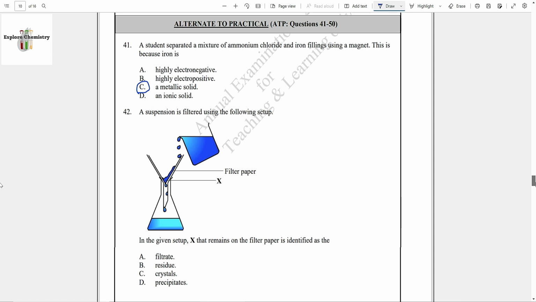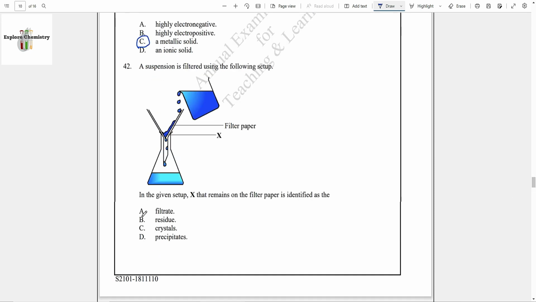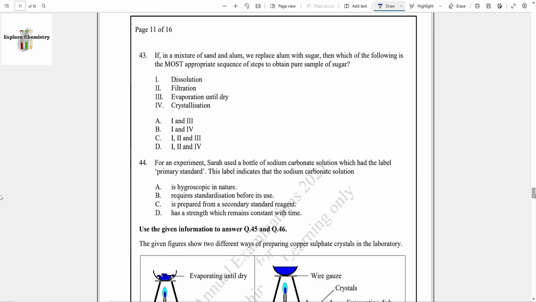Number 42. A suspension is filtered using the following steps. In the given setup, X that remains on the filter paper is identified as residue. The substance which remains here is the residue, and the solution which passes through the filter paper is known as the filtrate. So residue is the answer. Number 43. In a mixture of sand and alum, we replace alum with sugar.